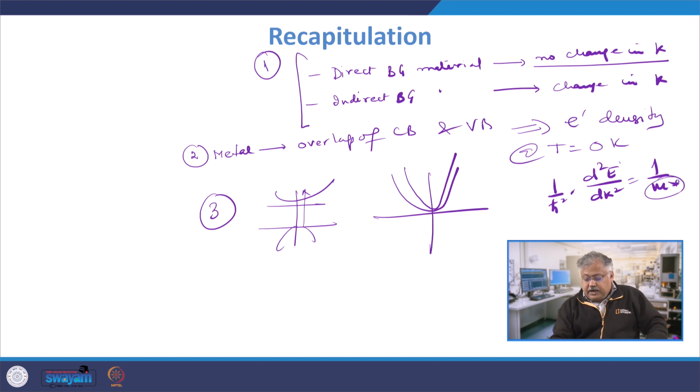Then this m star, the higher the value of d2E/dk2, the lower m star is in order to balance the value. Which means the steeper the E-K diagram, the higher the d2E/dk2 and the lower the effective mass m star of the electron. So this we have learned from this recapitulation of this course.